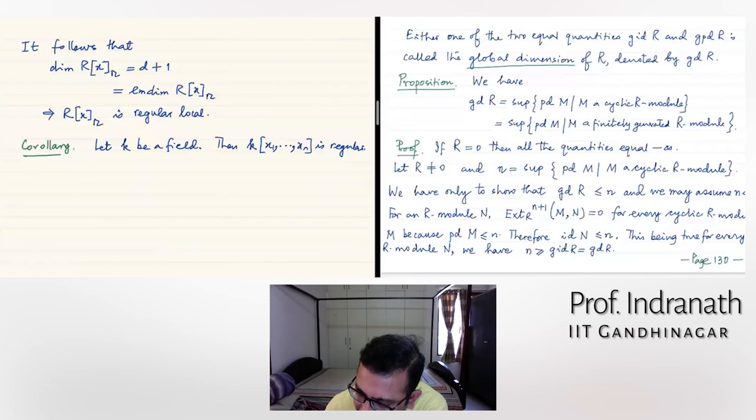And that shows that your dimension is exactly equal to d plus 1, which is equal to the embedding dimension. And this shows that this is regular local. Okay. So, and then obvious corollary is this.